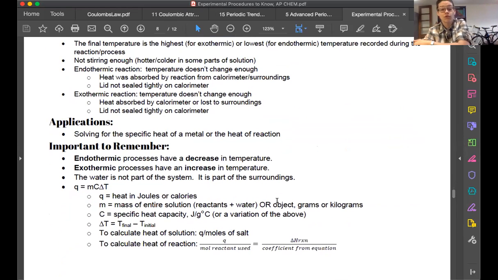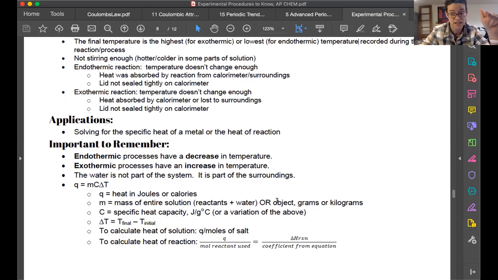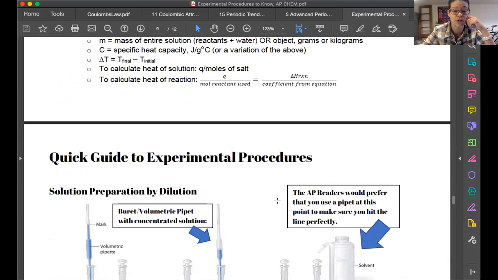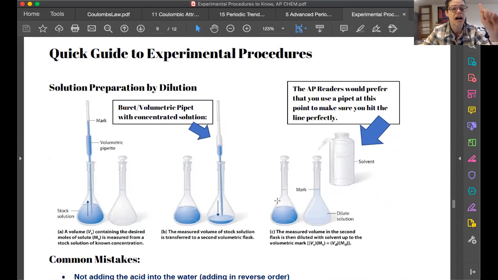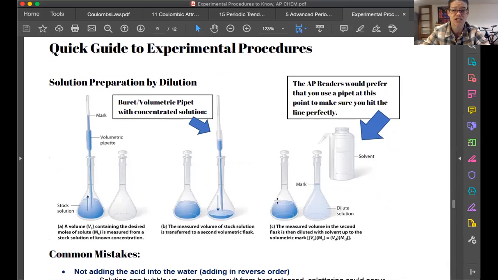So if you don't remember having done coffee cup calorimetry, this is another experiment to go over. Again, I don't think they're going to ask about dilution on a shortened test this year because it doesn't generate data.